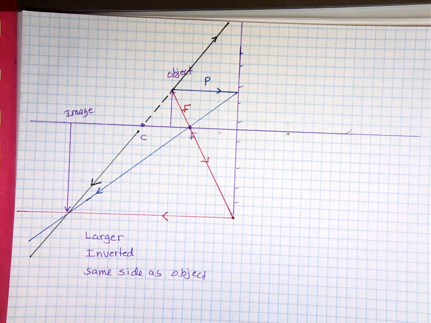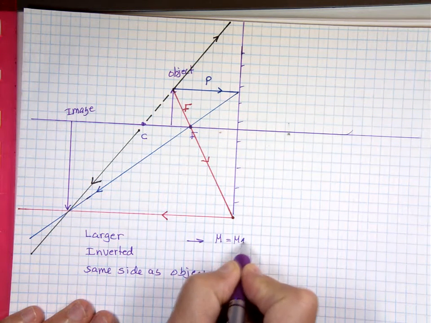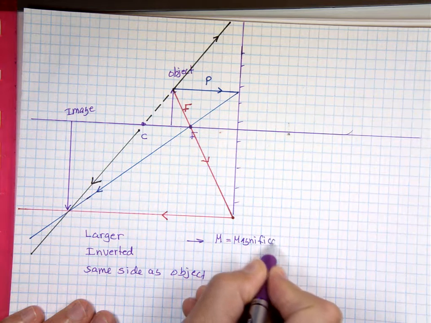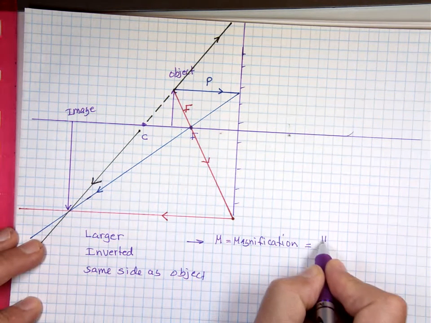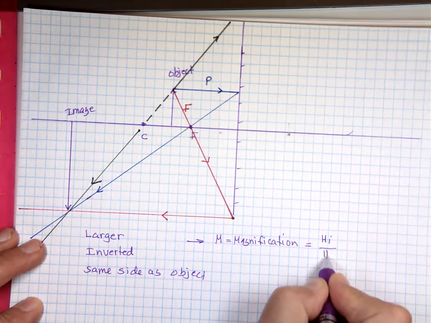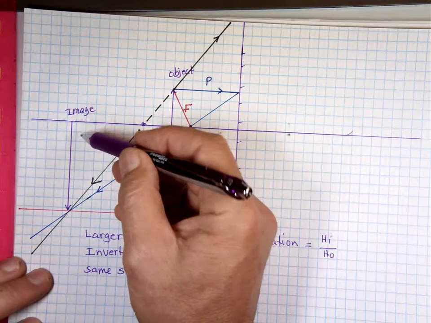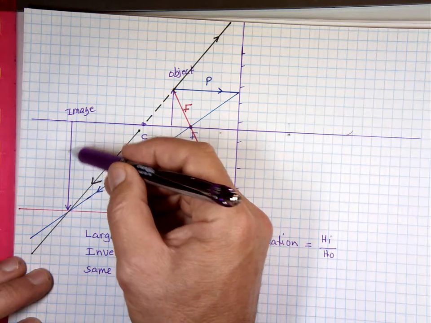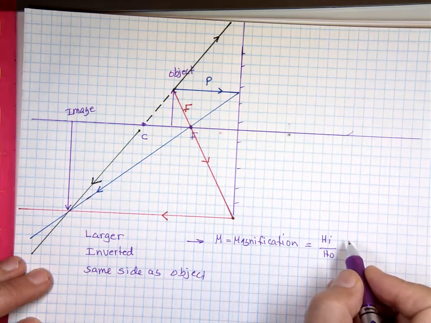We're going to be talking about something called magnification, M, which is how much larger or how much smaller the image is. The magnification is the ratio of the height of the image to the height of the object. Height of the image over height of the object. What is the height of the image? How many boxes is the image covering? 1, 2, 3, 4, 5, 6, 7, 8, 9. A little bit more than 9, maybe 9 1/4, 9 1/3.